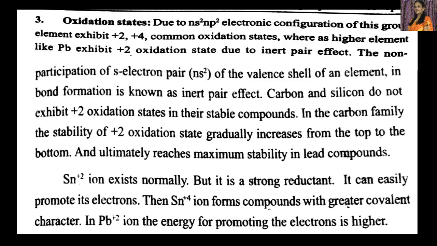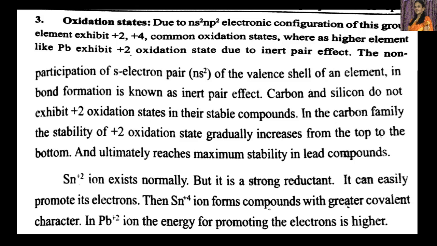The Sn2+ ion, that is tin, the stannous ion, exists normally, but it is a strong reductant, that is, a reducing agent. A reducing agent is one which undergoes oxidation. Oxidation means it has the capacity to lose electrons, so it can easily promote its electrons.